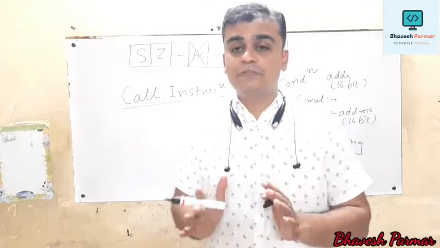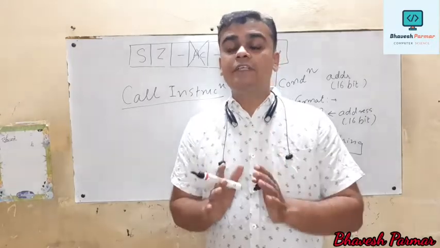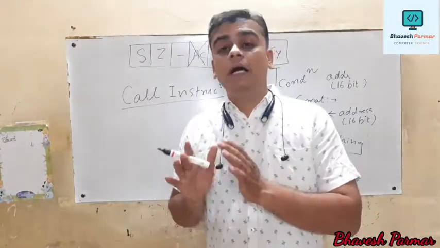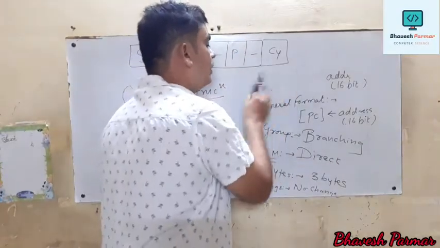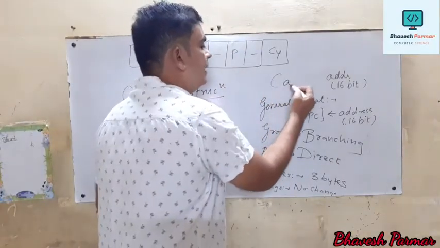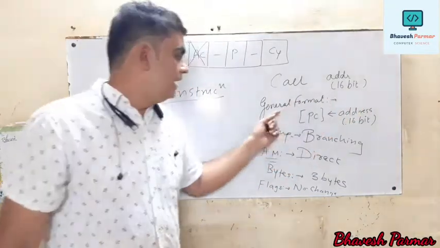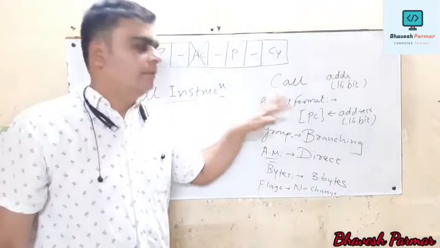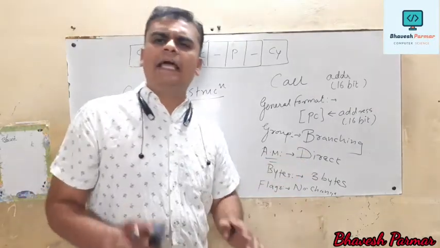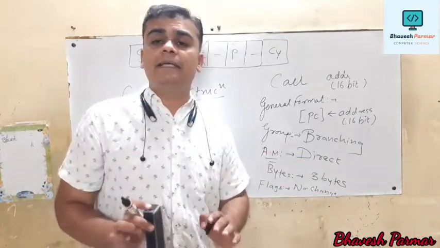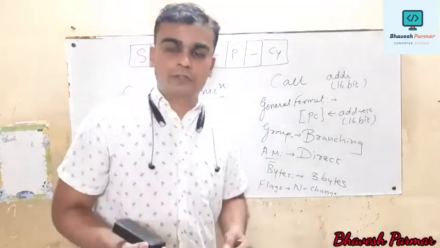In case of the jump instruction it is represented by JMP. In case of the call instruction, especially the unconditional call, it is represented by CALL. After CALL you just write down the address, and note that all the points, the general format, group, addressing mode, bytes, flag, are all the same as our previous instruction. So this is called the unconditional call instruction.